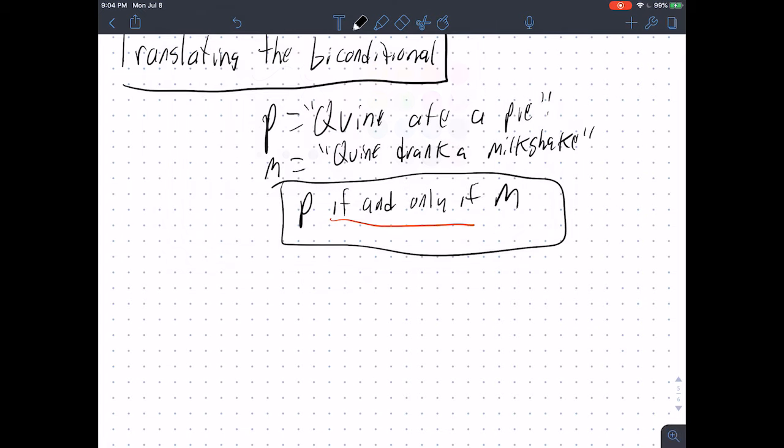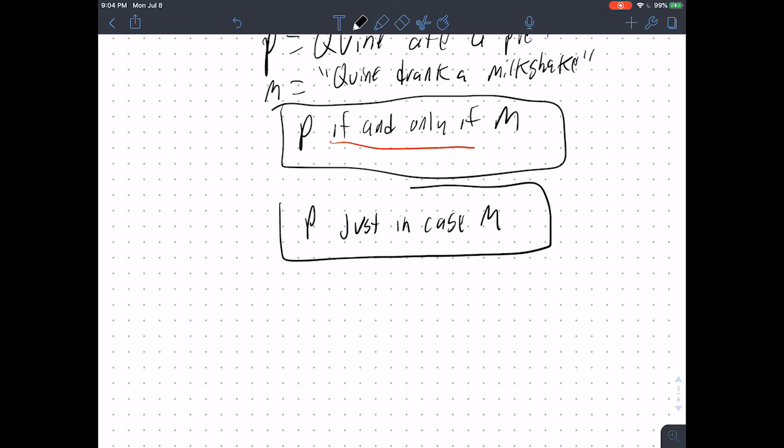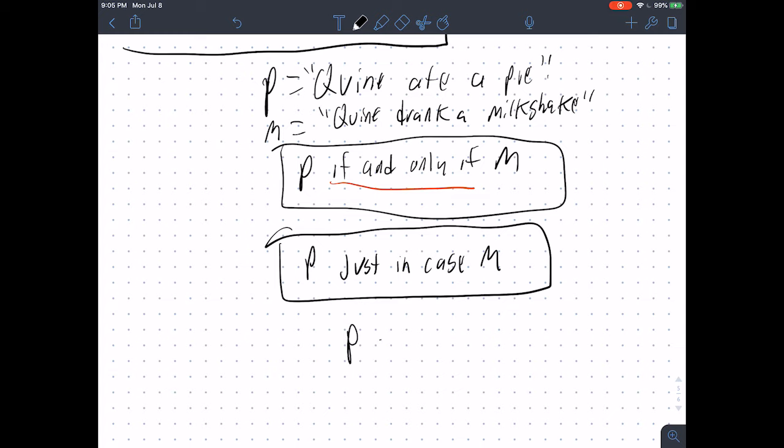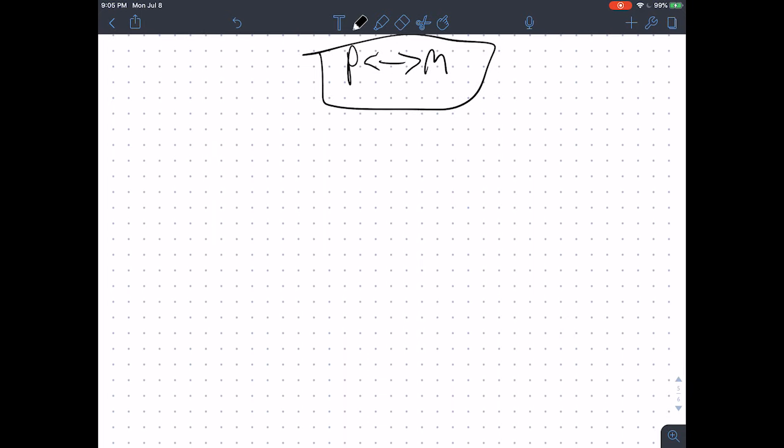The other way in which we represent the biconditional in ordinary English is with the phrase just in case. So if I said Quine ate a pie just in case he drank a milkshake, that's the other way in which we would translate the biconditional back into English. Just memorize that just in case goes to the biconditional. Oh wait, I should probably write the biconditional arrow.